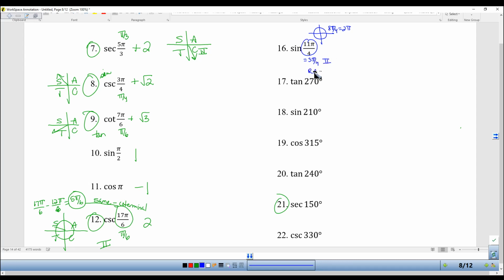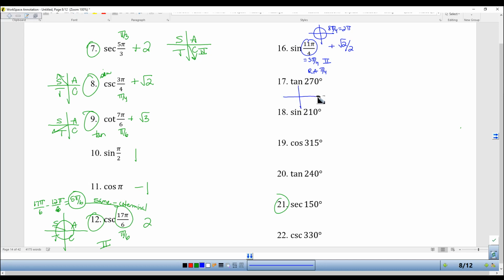And my reference angle is pi fourths. So sine of pi fourths is the square root of 2 over 2. And sine in quadrant 2 is positive. Degrees, right? All right, so this is where it gets a little tricky.